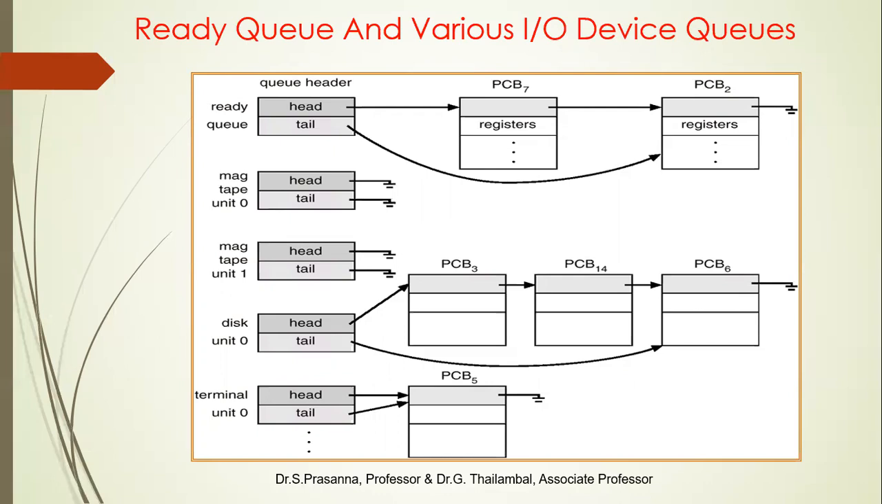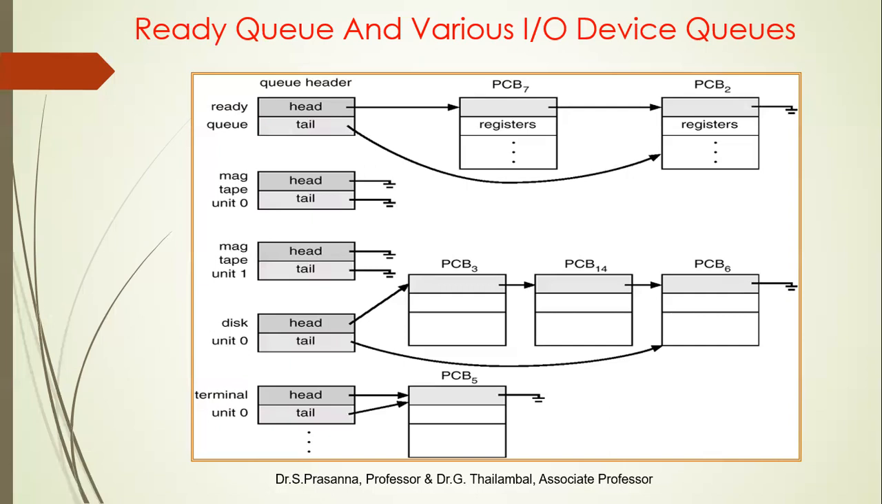When you see the diagram, you can see that for the ready queue, you have PCB7 in the head and PCB2 in the tail. And for disk unit 0, the head contains PCB3 and the tail contains PCB6, and it also has PCB14 in between. Whenever any process requests the disk, if PCB3 requests the disk, then the disk will be allocated to process 3, and the state will be stored in the PCB. Similarly for 14 and 6.